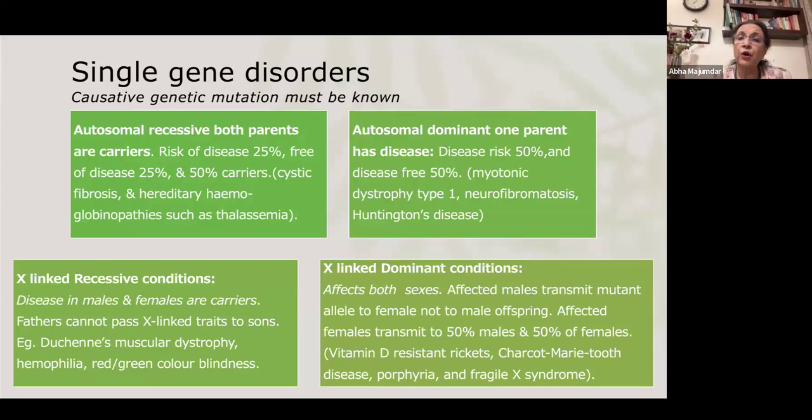Then we have autosomal dominant. Like I told you, one parent has the disease. Disease risk is 50% and disease free is 50%. Myotonic dystrophy, neurofibromatosis, Huntington's disease, they all come in this.